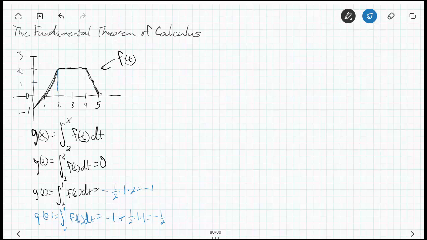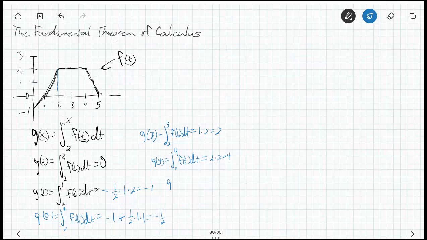Let's have a little more fun. Let's go g of 3. Well, g of 3 is just equal to the integral from 2 to 3 of f of t dt, which is the area of this rectangle, which is 1 wide by 2 high. This is just 1 times 2, which is 2. How about g of 4? Now we've got from 2 to 4 f of t dt, and this guy's just 2 wide, 2 high, and guess what? I got 2 times 2, which is 4.